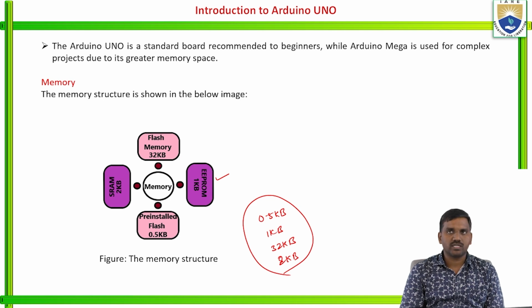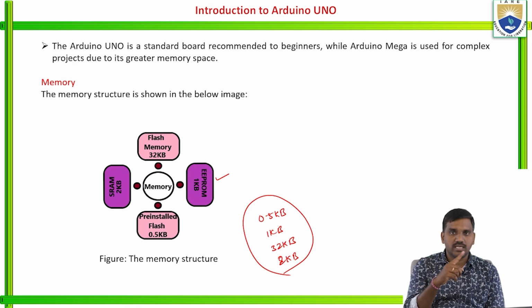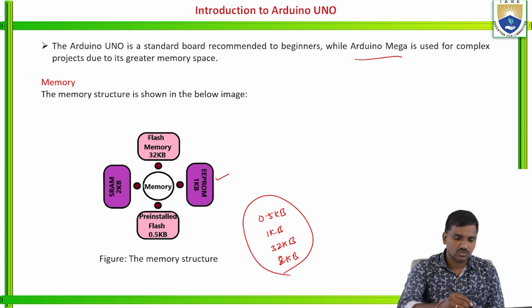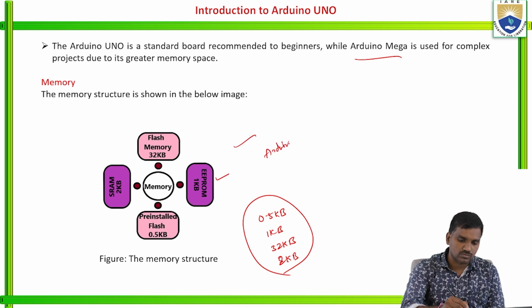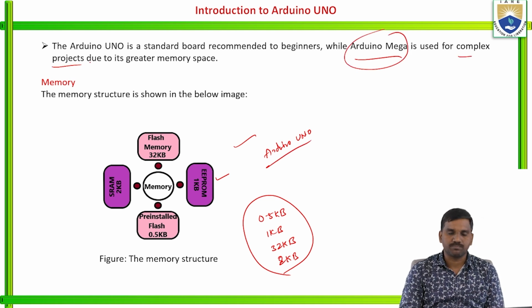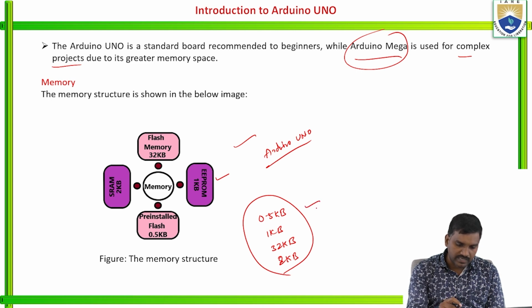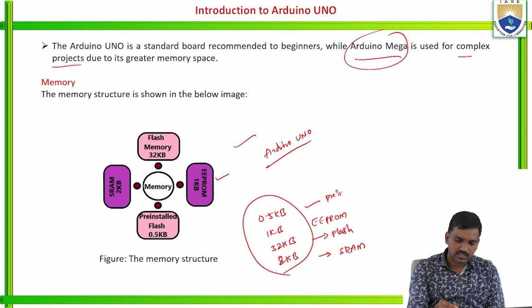Here Arduino Uno is a standard board recommended to beginners, while Arduino Mega is used for complex projects due to its greater memory space. Arduino Mega is one of the versions of Arduino. So this is the memory structure of Arduino Uno, not Mega. Like 0.5 KB of pre-installed flash, 1 KB of EEPROM, electrically erasable read-only memory, 32 KB of flash memory, and 2 KB of SRAM. This is the memory structure of Arduino Uno.